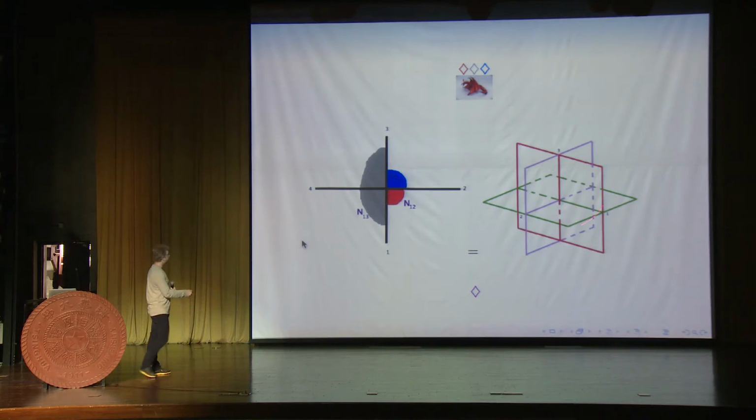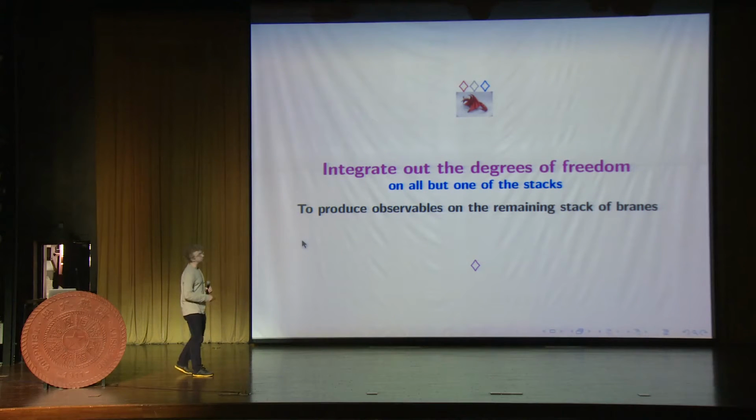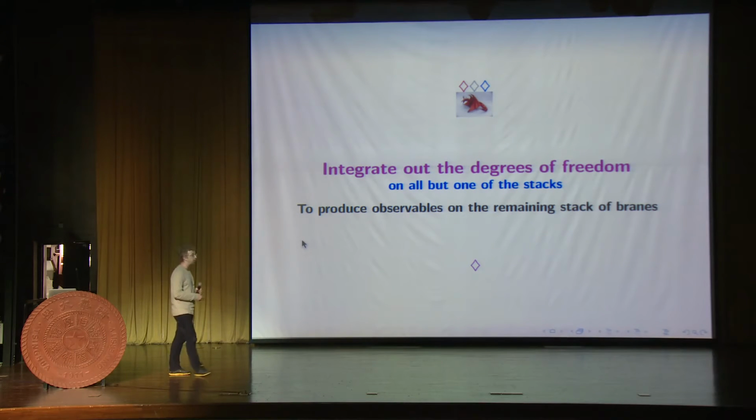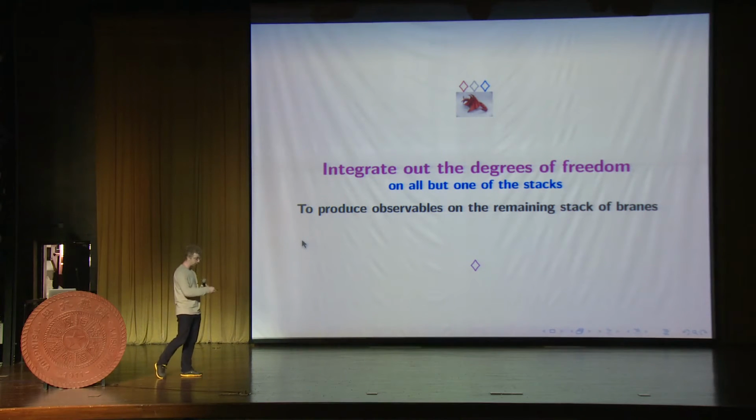So this picture, which I start with 3 stacks of branes intersecting in C3, will correspond to this picture in this way. So the idea is now, suppose somehow you manage to integrate out all degrees of freedom on all stacks of branes except for one. Then you will generate some interaction in your original theory, or in the physical theory, which will be either localized at a point or spread as a surface defect.